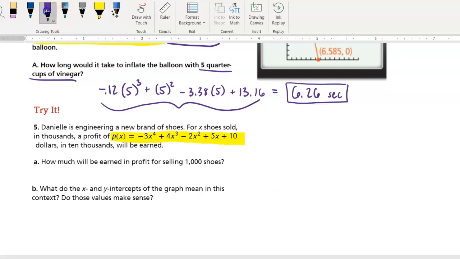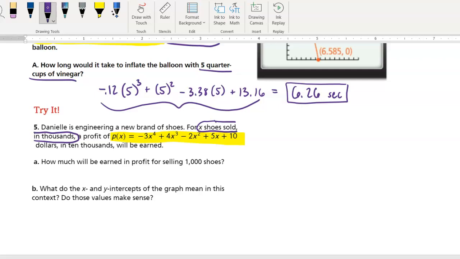Let's figure out what this function represents. Danielle is engineering a new brand of shoes. For X shoes sold in thousands, that's very important, the units there. So X doesn't represent 5 shoes. If X is 5, that would represent 5,000 shoes. If X is 12, that would represent 12,000 shoes. So X represents the number of shoes sold in thousands.